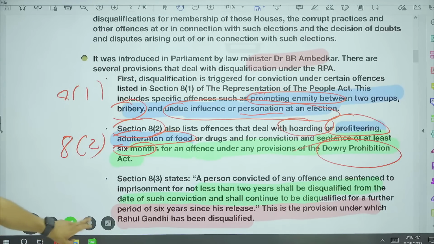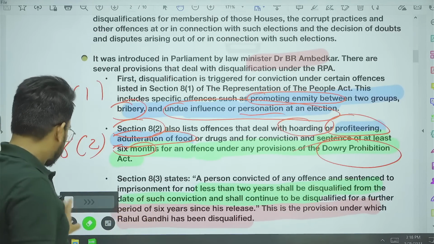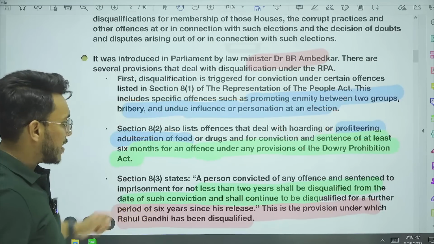Now coming to the third provision, that is Section 8 subclause 3.